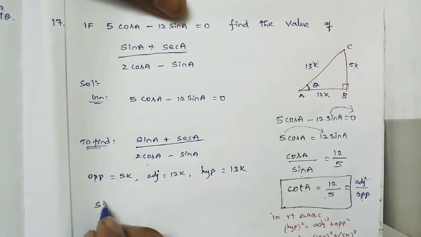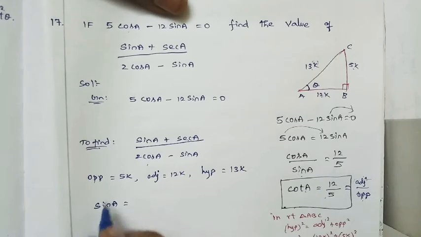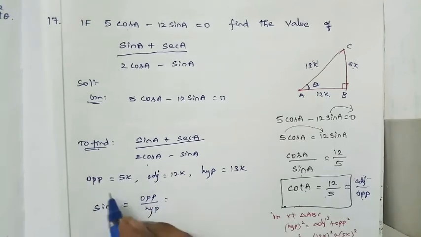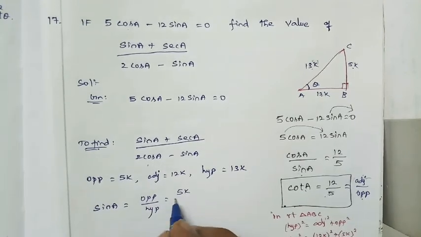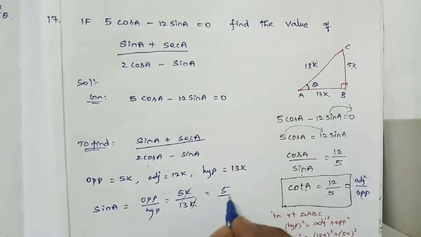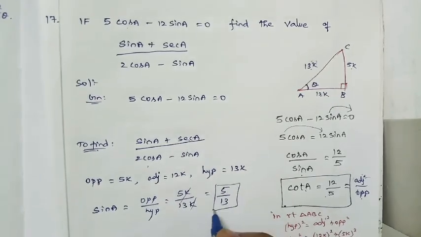One by one we can find them. What is the formula for sin A? Sin A is opposite side divided by hypotenuse. The length of the opposite side is 5k divided by 13k. K will get cancelled, so it is 5 divided by 13. Now we have the value of sin A.